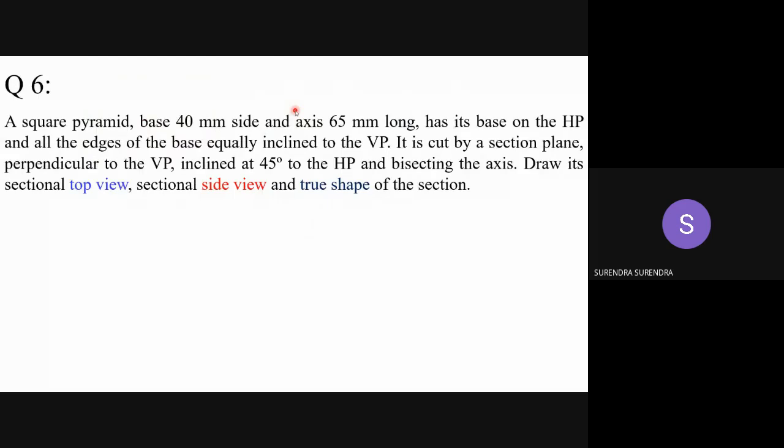Now observe this problem. Problem number 6. A square pyramid, base 40 mm side and axis 65 mm long, has its base on HP and all the edges of the base are equally inclined to VP. Same as the previous condition, but here it is a pyramid. It is cut by a section plane perpendicular to VP, inclined at 45 degrees to HP and bisecting the axis. Draw the sectional top view, sectional side view.